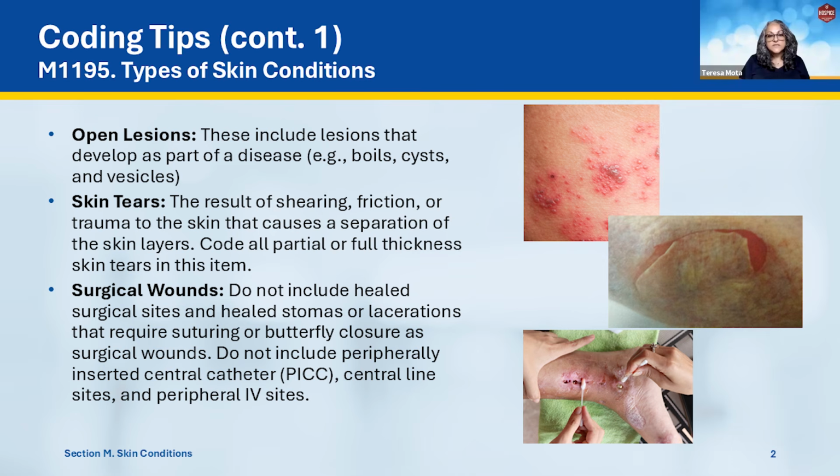Other types of skin conditions listed here are open lesions, skin tears, and surgical wounds. Open lesions are lesions that develop as part of a disease, like boils, cysts, and vesicles. Skin tears, which are a result of shearing, friction, or trauma, cause a separation in the skin layers. Full or partial thickness skin tears are coded in this item. Surgical wounds. These are associated with surgical sites, but don't include healed surgical sites and healed stomas or lacerations that required suturing or butterfly closures. Peripherally inserted central catheter, central, and peripheral IV sites are also not coded in this item.